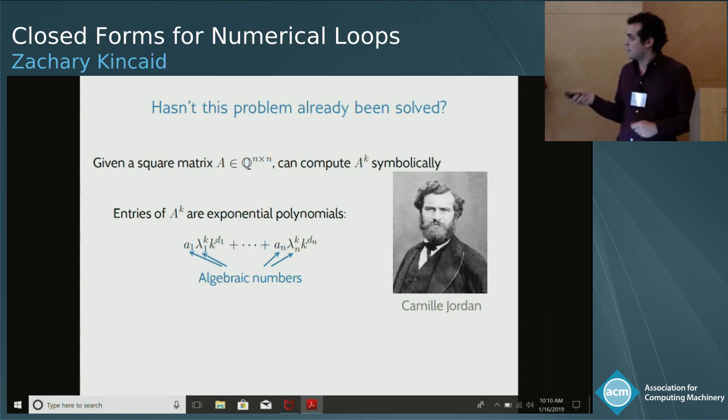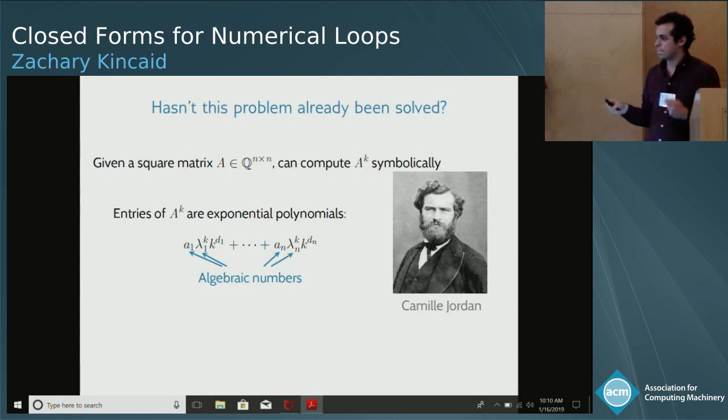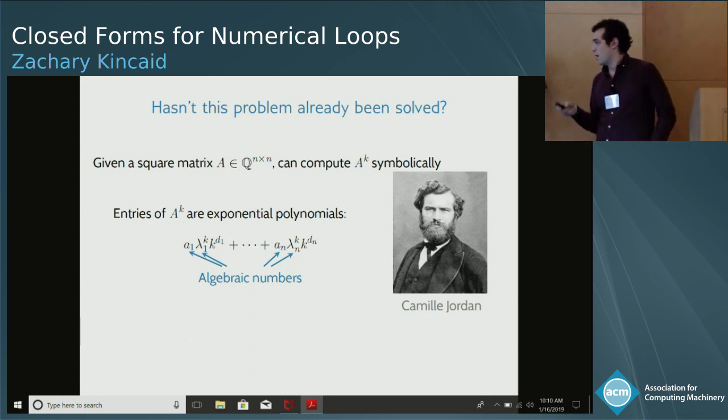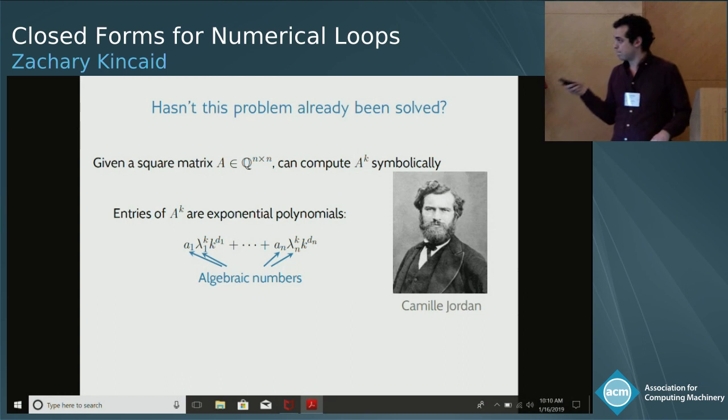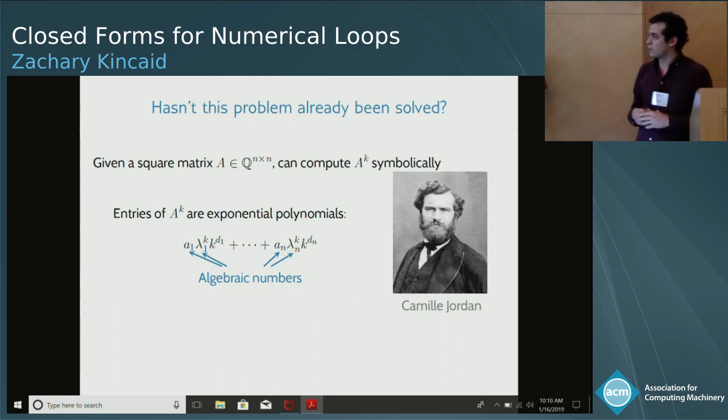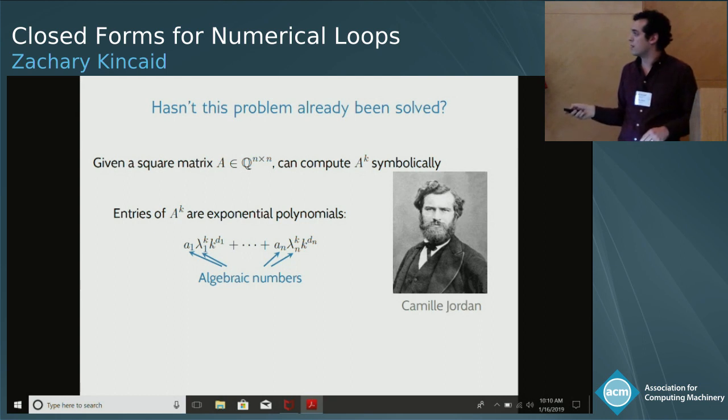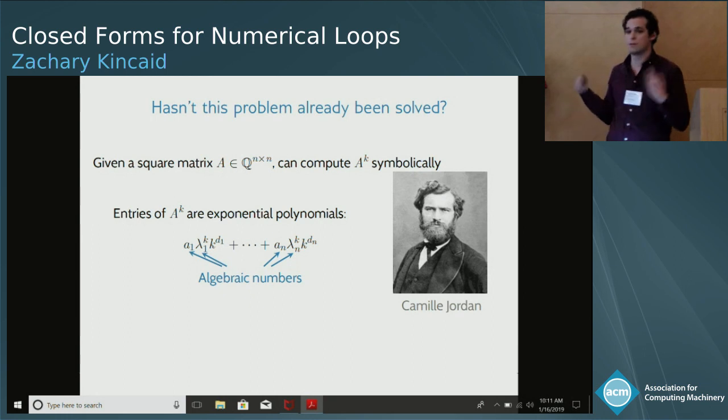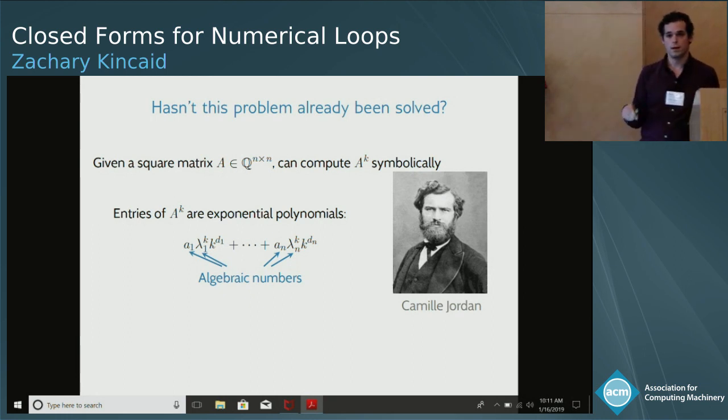And so the mathematician's answer is symbolic matrix exponentiation. So given a matrix A, I can compute A to the k symbolically, which is to say I can compute a matrix whose entries are expressions. And they're expressions of a particular form, which we call exponential polynomials. So these are sums of products of algebraic coefficients times some exponential terms times some monomial.